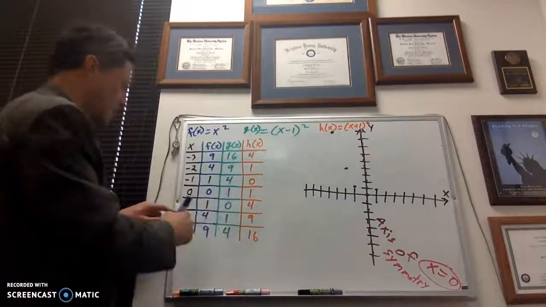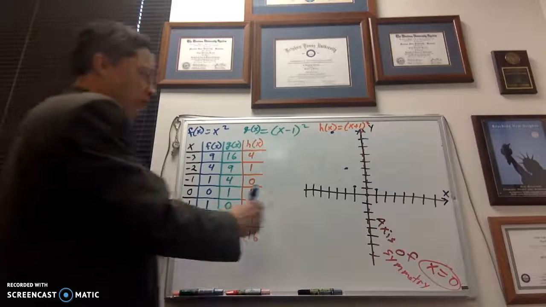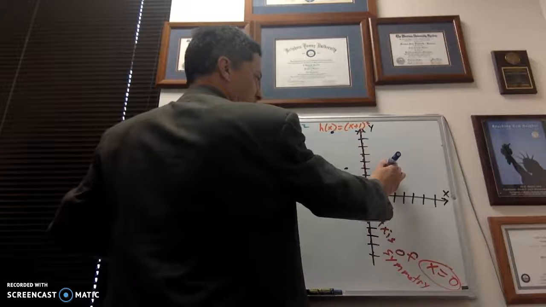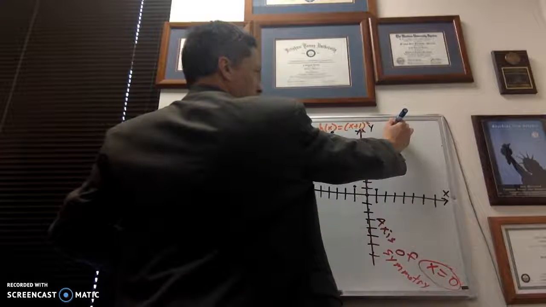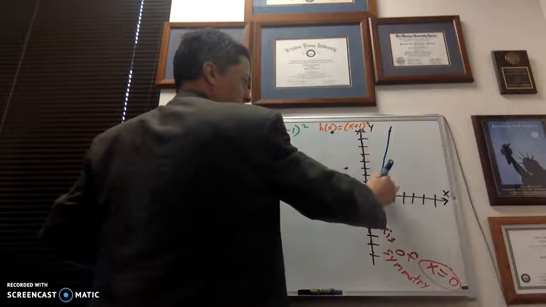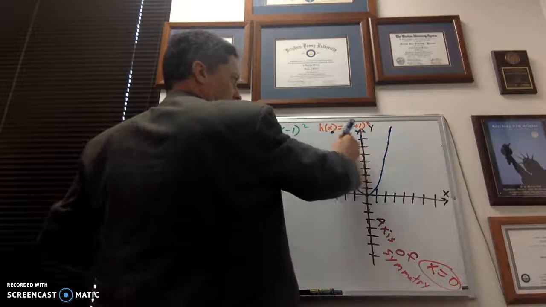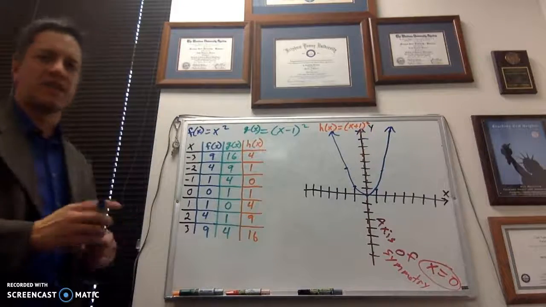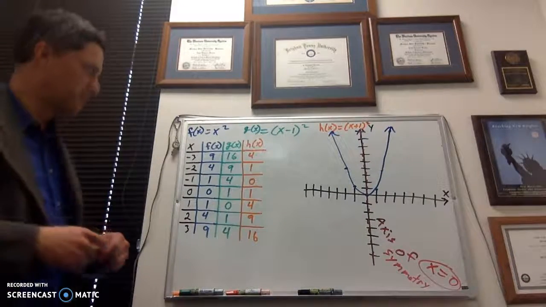All right, keep on going. When x is 2, y is 4. And when x is 3, y is 9. So I've got this graph going. All right, so that's going to be the base graph of this parabola.